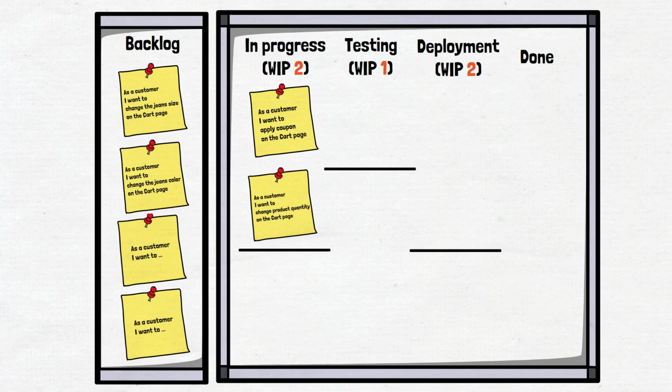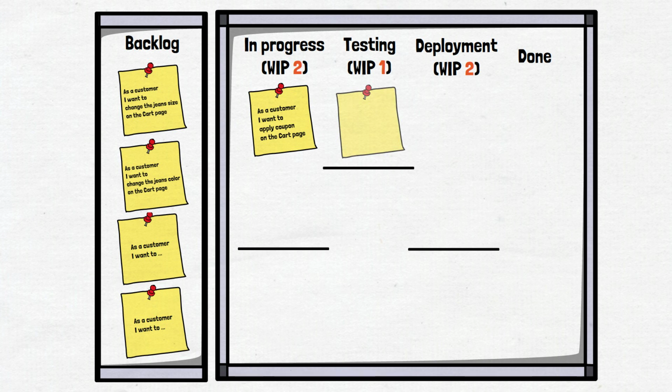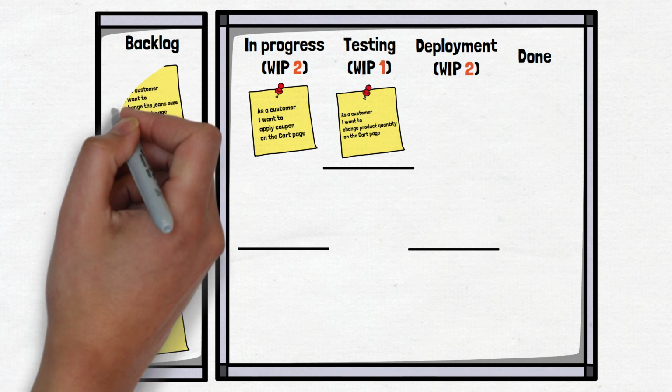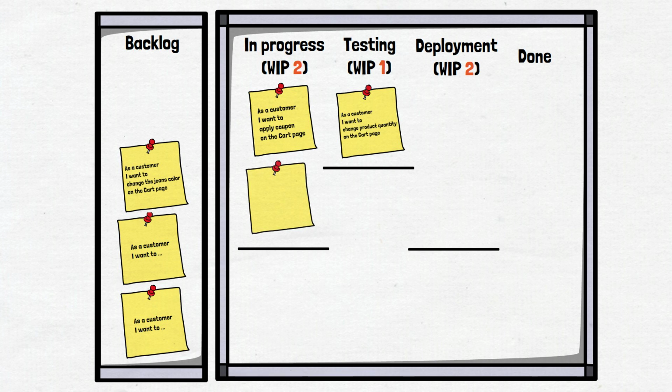The development of the second story lasted 3 days. The developers have done their magic and submitted the story for testing. Now they have the capacity to take 1 more story into development. They again take the story with the highest priority, and a new story is added to the backlog as the highest priority.